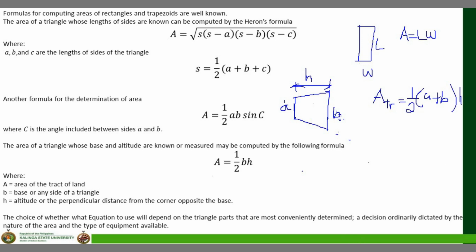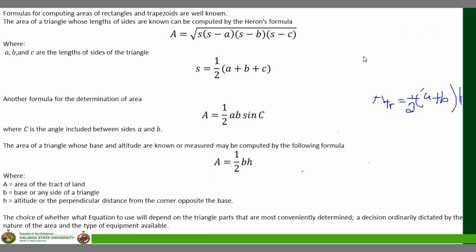I hope you remember all these equations for the determination of areas for different geometric figures. You need these formulas to determine the area of a certain parcel of land. If you forget these equations, you may look up the available formulas through the net, or you may ask your colleagues.